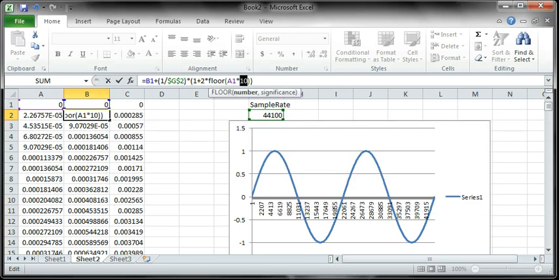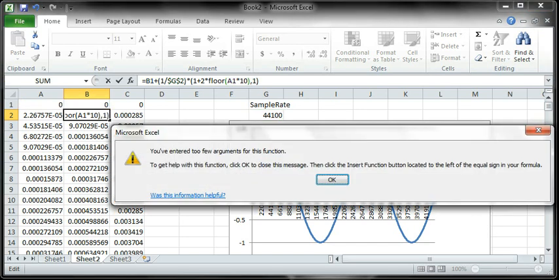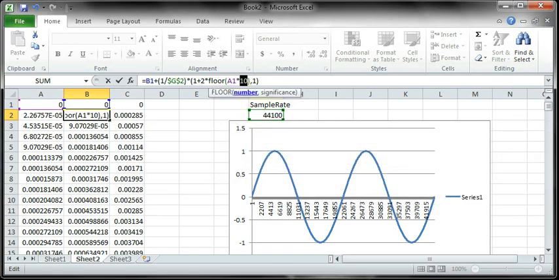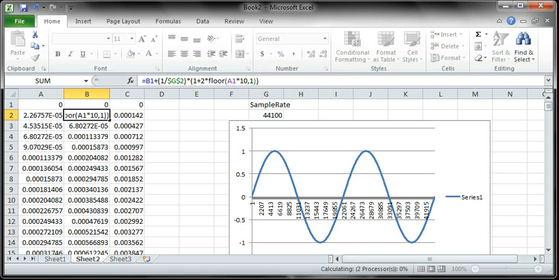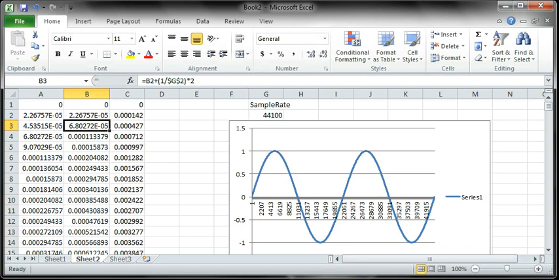And what have I done? A1 times 10. What didn't it like? So this times 1 plus 2 times floor. Oh! I didn't set the... too few arguments for a, I've got to put it in the wrong spot. It's not my day for Excel equations here, apparently. Alright. Yeah, now it's happy with that one.